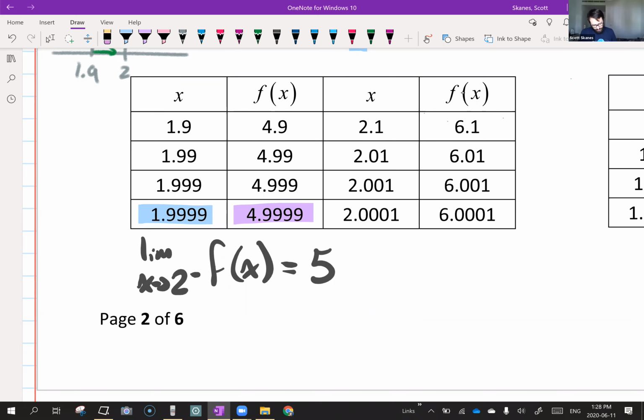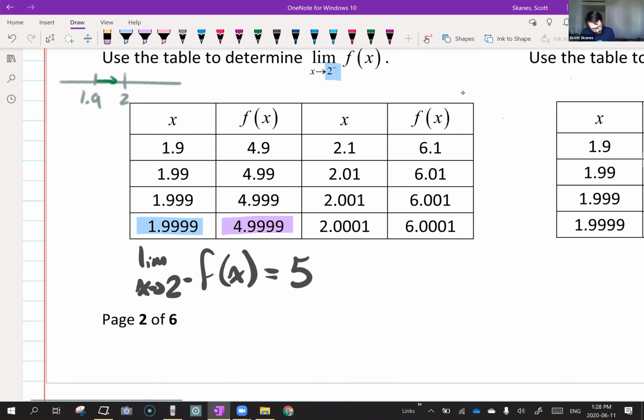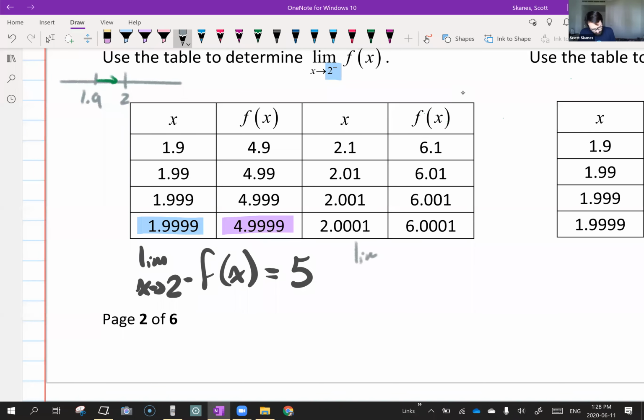If I said from the left, as a little extension, if it was the limit as x approaches 2 from the right, then it would be this one. It would be 6. The y values aren't that close to 5.